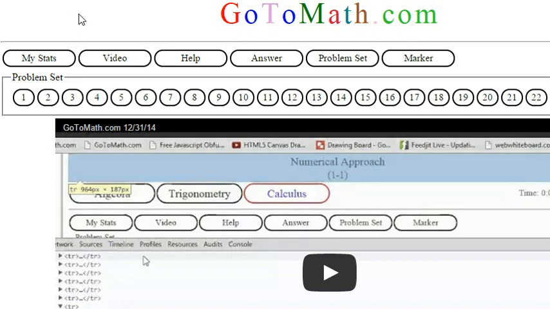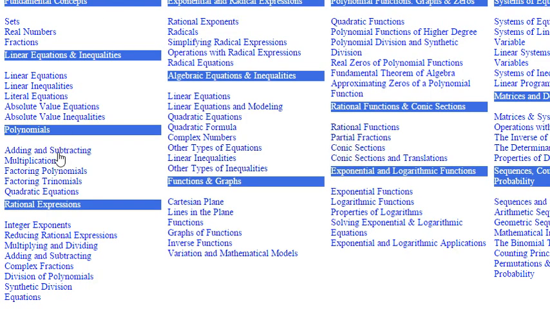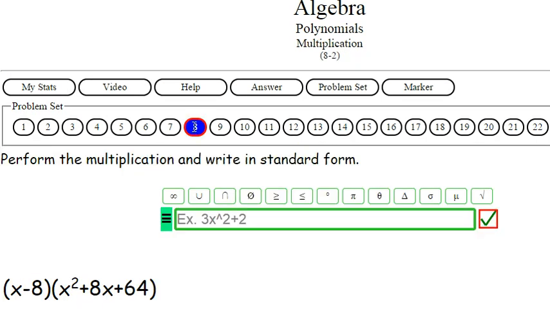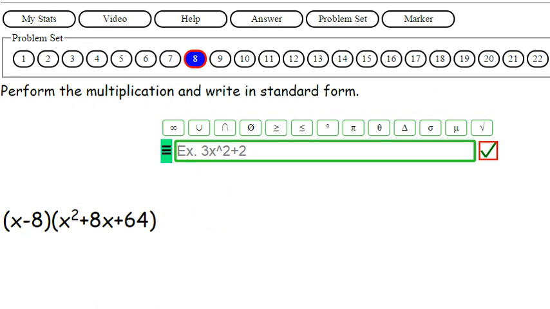Okay, we're over here at gotomath.com. Click on Algebra. Let's go down to Multiplication, and we're looking at 8.2 here. It looks like: perform the multiplication and write in standard form. 8.2. So we have (x - 8)(x² + 8x + 64).